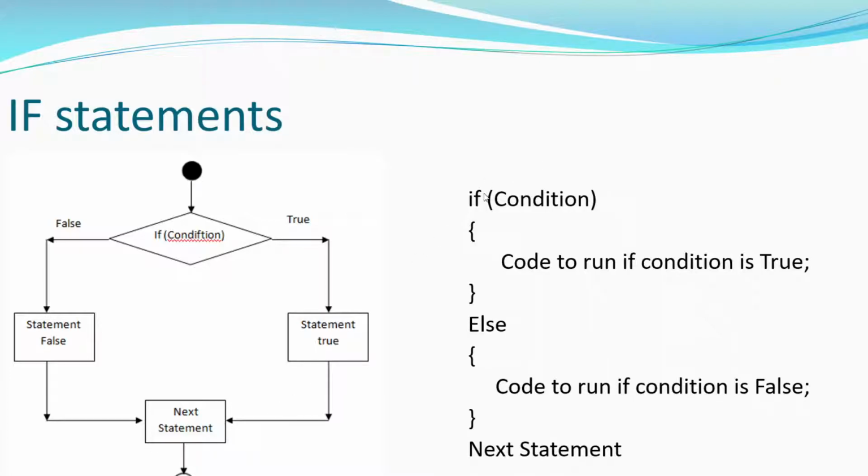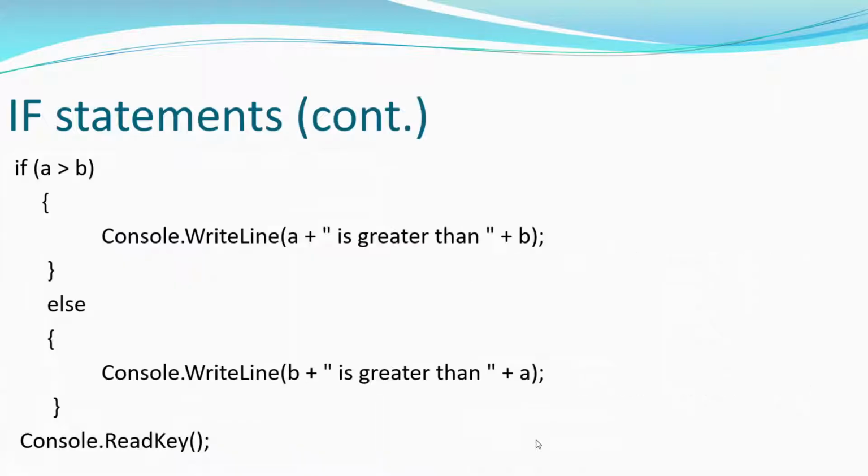So what's that look like in code? If condition, if it's true, it runs the first block of code. Else, it runs this block of code if it's false. Then moves on to the rest of the program. So to give you an example of an if else statement, if A is greater than B, then we're going to write A is greater than B. Else B is greater than A.